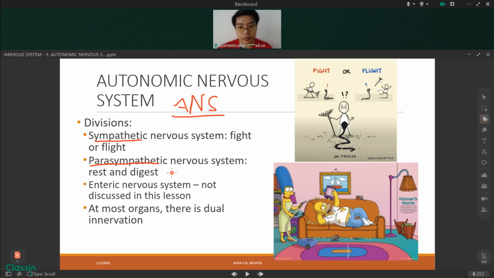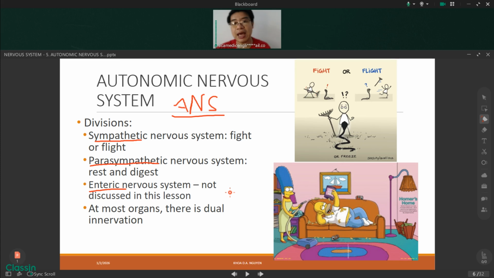Now there is a third branch of the autonomic nervous system, namely the enteric nervous system. The enteric nervous system is not discussed in this lesson, but remember back when you were learning about the digestive system. You still remember that in the digestive tract, there are 4 layers, right? You've got the serosa outside, then the muscularis, then the submucosa, and the innermost layer is the mucosa, right?